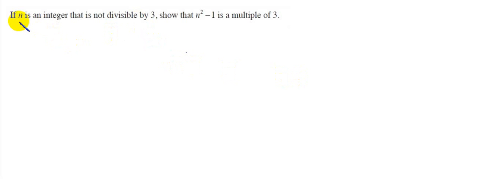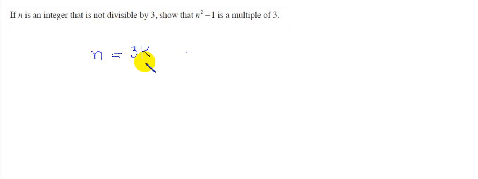So the question is, if n is an integer that is not divisible by 3. If it is not divisible by 3, it means that it is not a multiple of 3. So what would a multiple of 3 look like? It would look like 3k, where k is an integer.